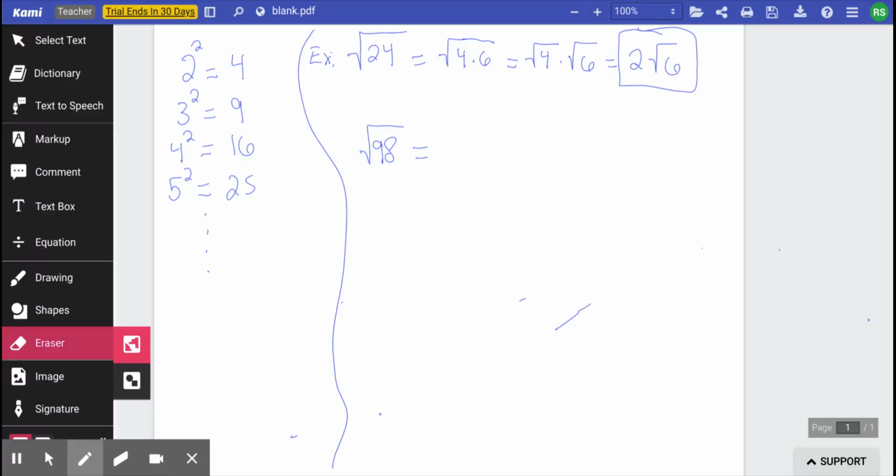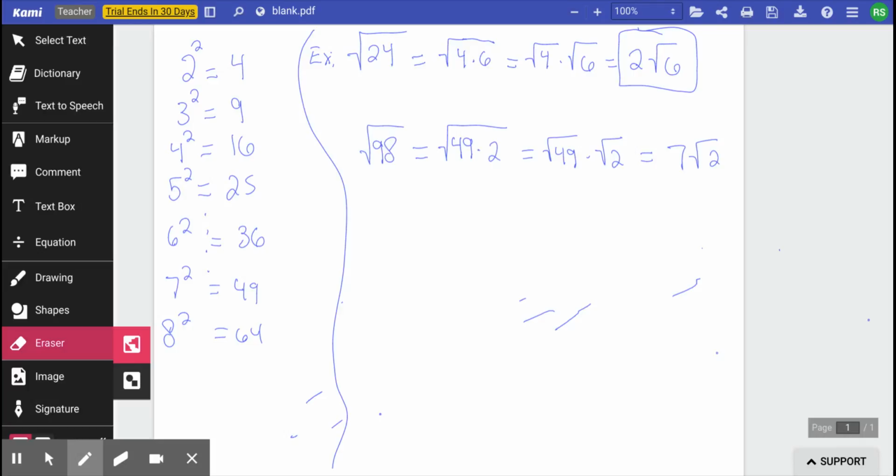Okay, so we're referencing our perfect squares over here. A lot of you have this list continued. 6 squared is 36, 7 squared is 49, 8 squared is 64, etc. Right, so the square root of 98 can be written as the square root of 49 times 2. 49 times 2 is 98. So we're going to split that into the square root of 49 times the square root of 2, which ultimately becomes 7 square roots of 2, since the square root of 49 is 7. And that is our simplified expression there.